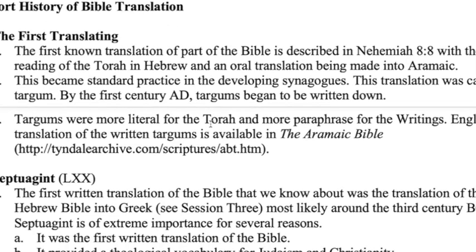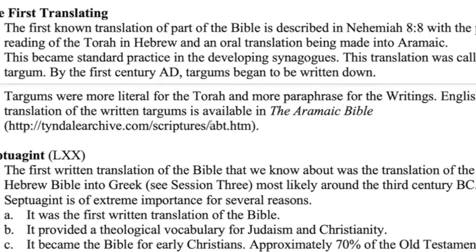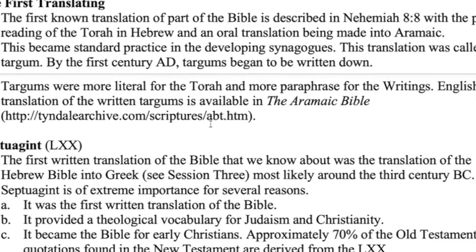Why do we have so many? The first known translation of part of the Bible is described in Nehemiah chapter 8, verse 8. So let's see what it says. Nehemiah chapter 8, verse 8: They read from the book, from the law of God, translating to give the sense so that they understood the reading.